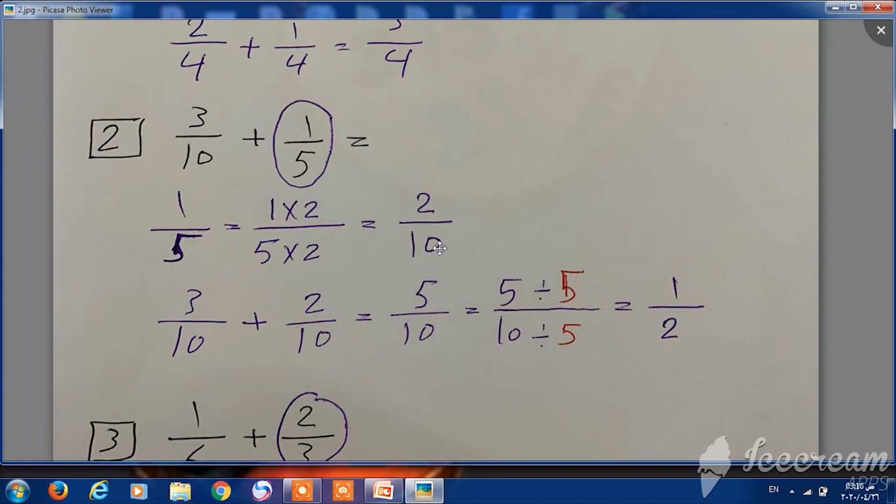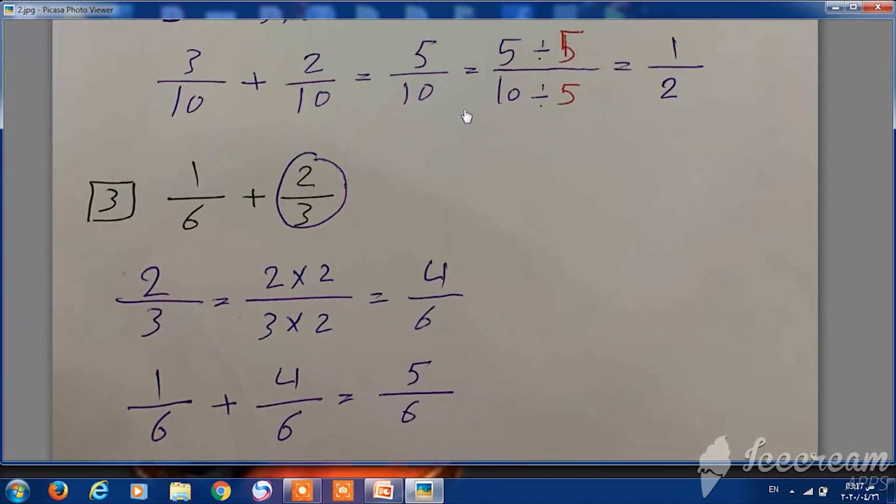So you have 2 over 10, and you put 2 over 10 in place of 1 over 5. We add there. From there we add 3 plus 2 equals 5, and you keep 10, you get 5 over 10. It is not a simple fraction. We can change it to the simple fraction by dividing. We can find the common factor between them. We have 5 divided by 5 equals 1, and 10 divided by 5 equals 2.